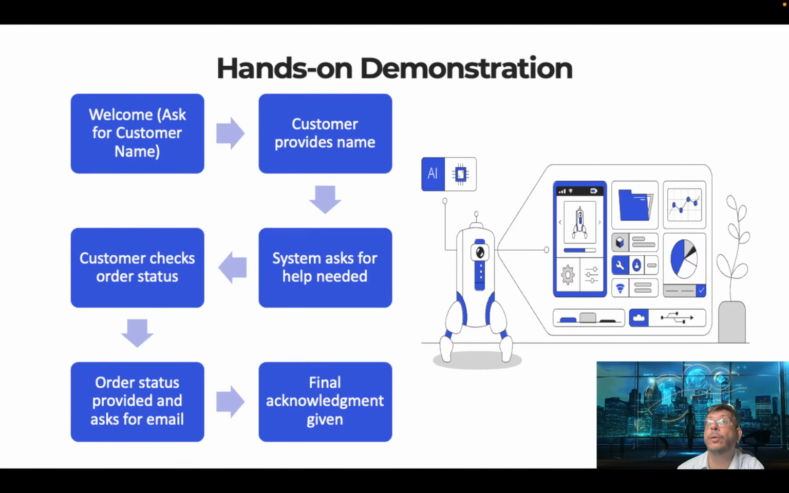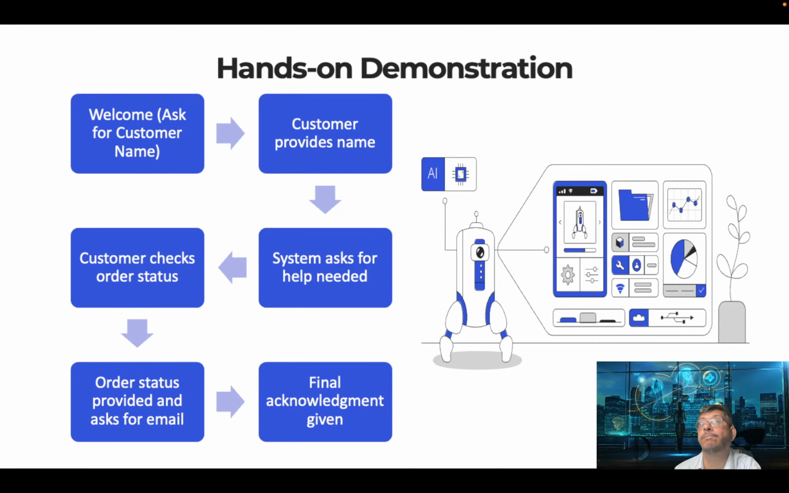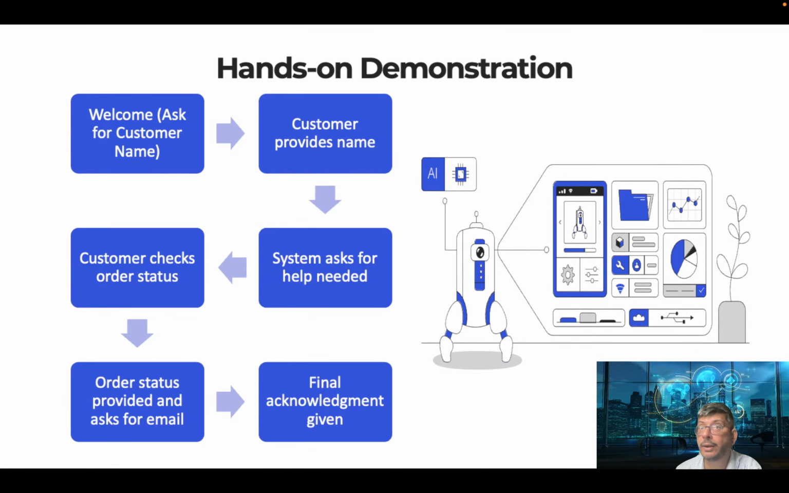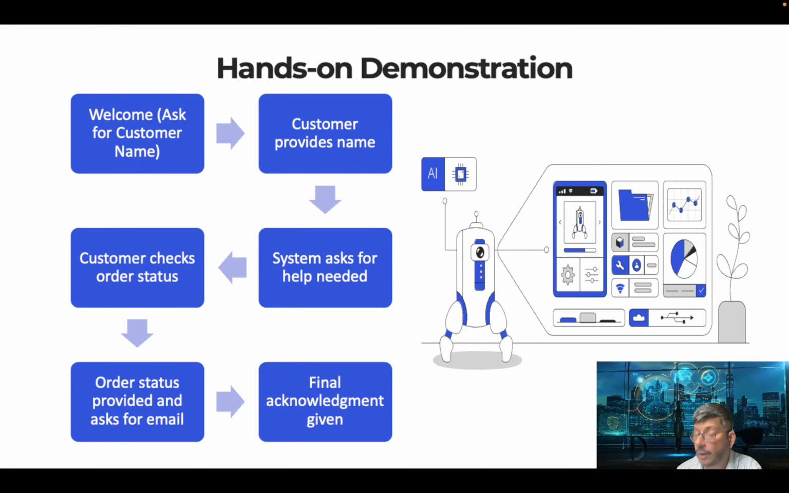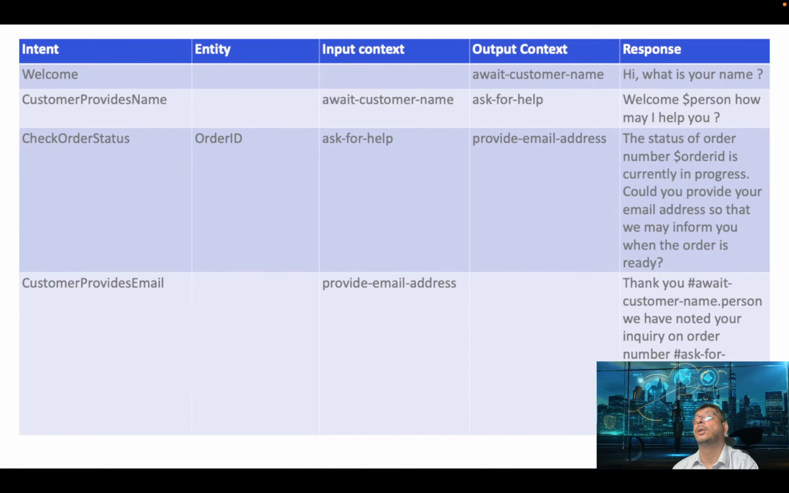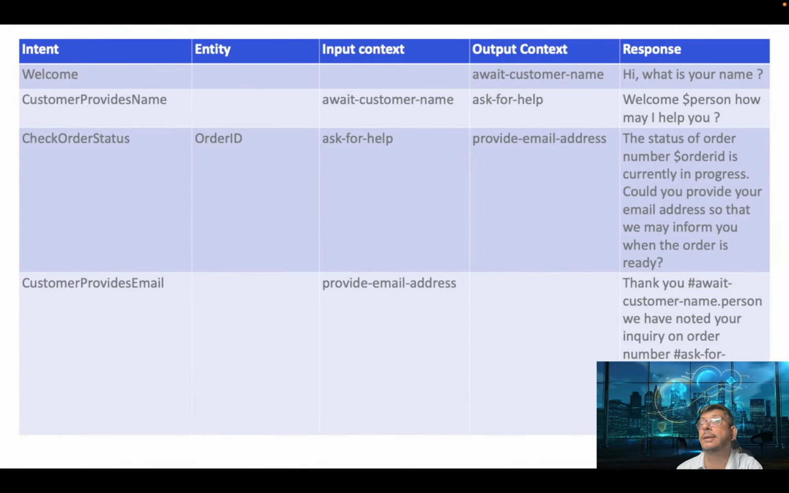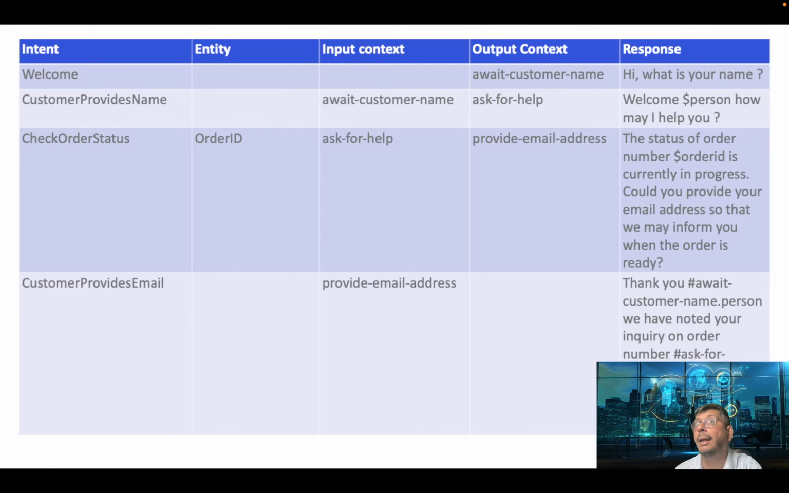So this is the flow so that you can understand what we're trying to achieve. A welcome screen comes up, the system asks for a customer name, the customer provides a name, the system asks what kind of help is needed, and the customer then checks the order status, and then the order status is provided, and the system asks for an email as a follow-up, and a final acknowledgement is given.